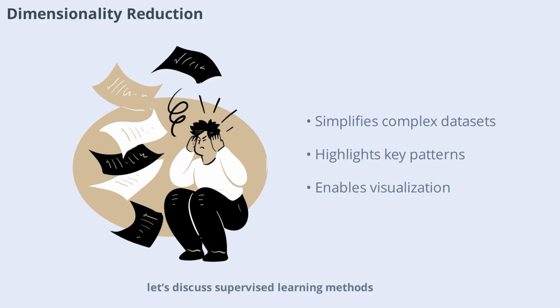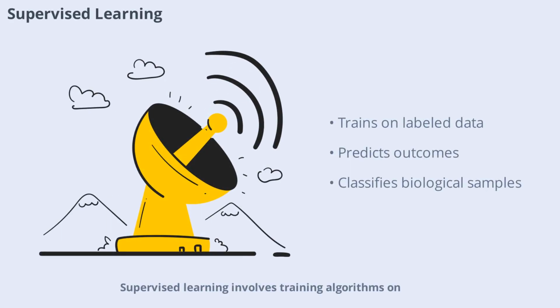Next, let's discuss supervised learning methods. Supervised learning involves training algorithms on labeled data to make predictions or classifications. In biology, supervised learning is used for tasks like disease diagnosis, species identification, or predicting protein function.